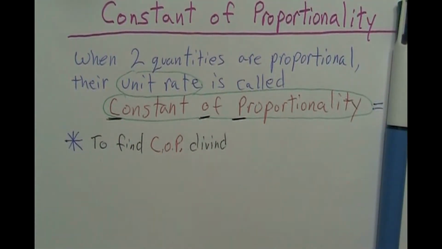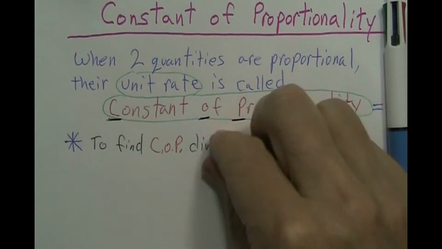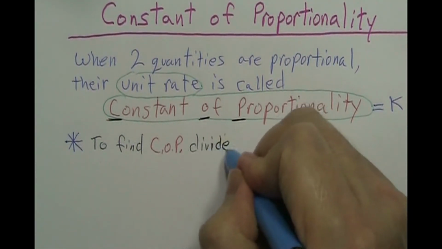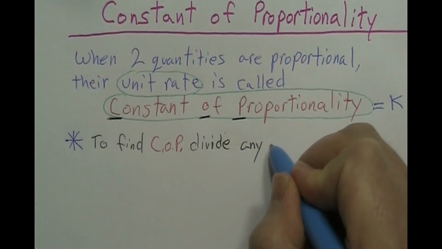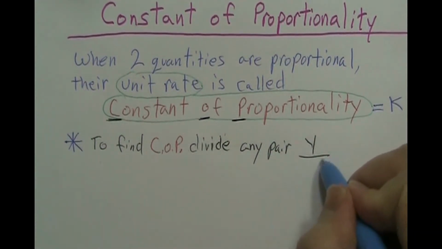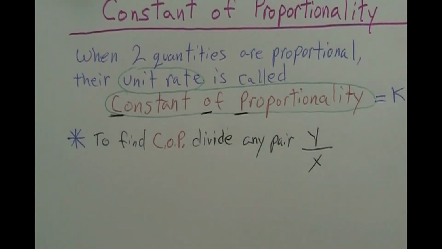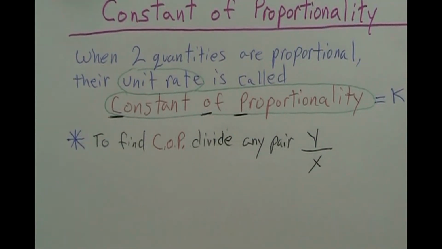Divide any pair, y over x. The reason I say pair is that I want to make sure you use the right y and x. This is one way to find it, and let's just work this out.